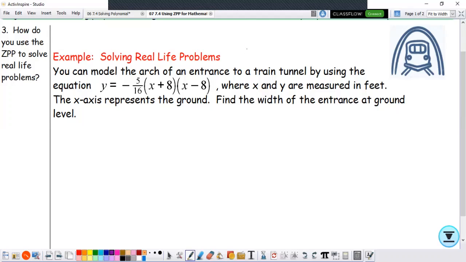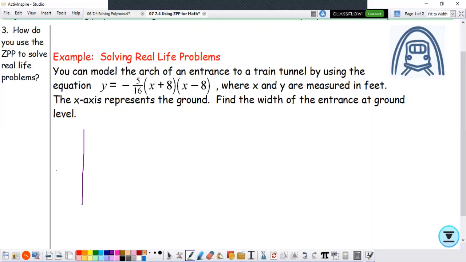We can also use the zero product property in factored form to solve modeling situations in mathematics. Here we have an arch to a train tunnel that is modeled by the equation y equals -5/16 times x plus 8 times x minus 8, where x and y are measured in feet. The x-axis represents the ground.